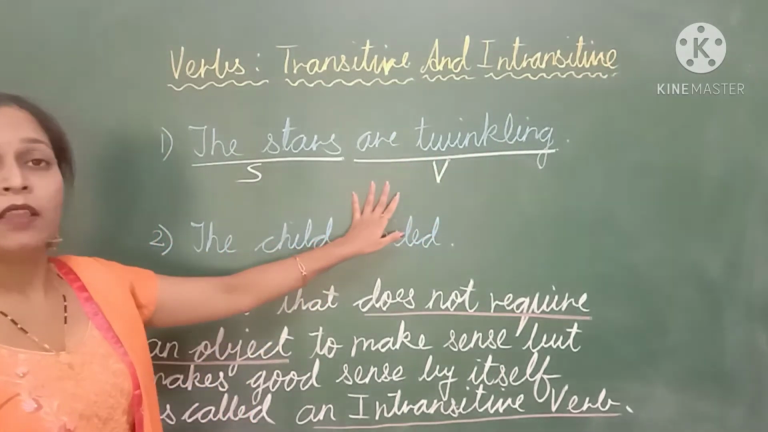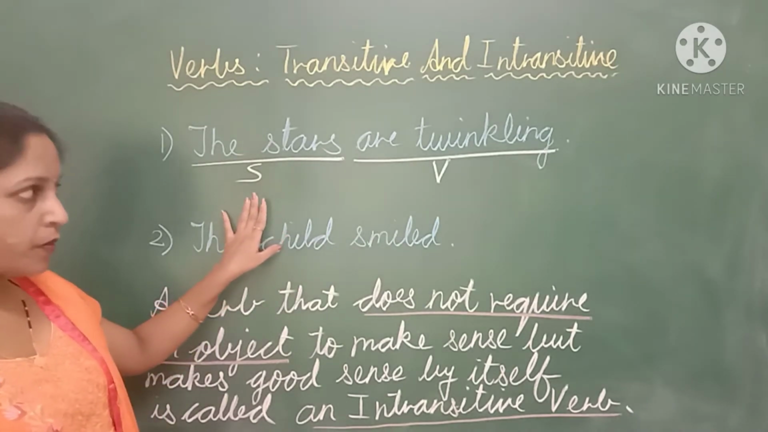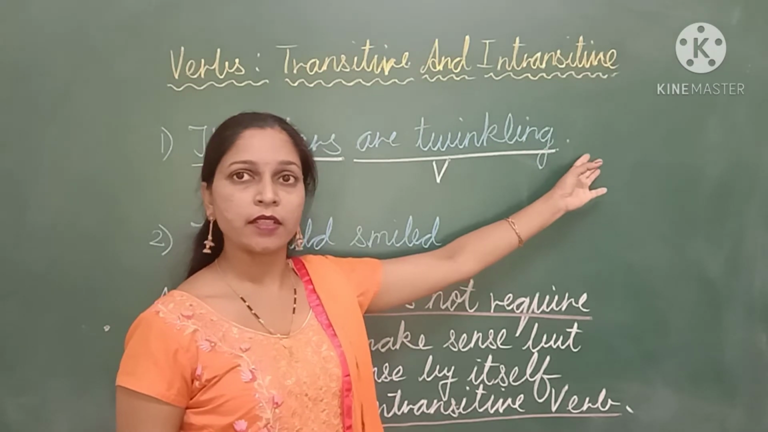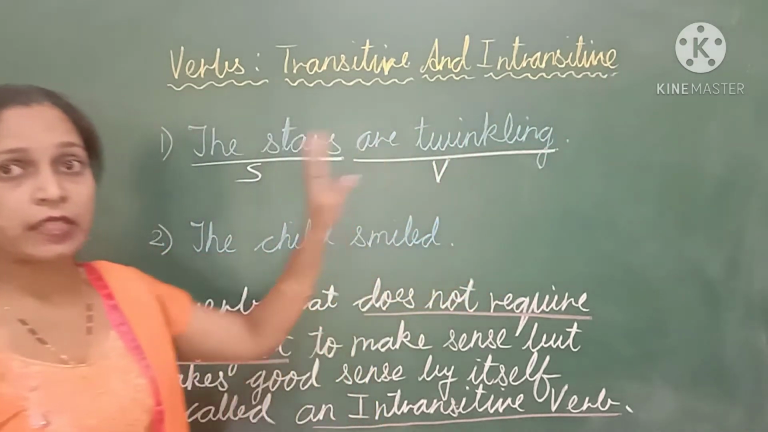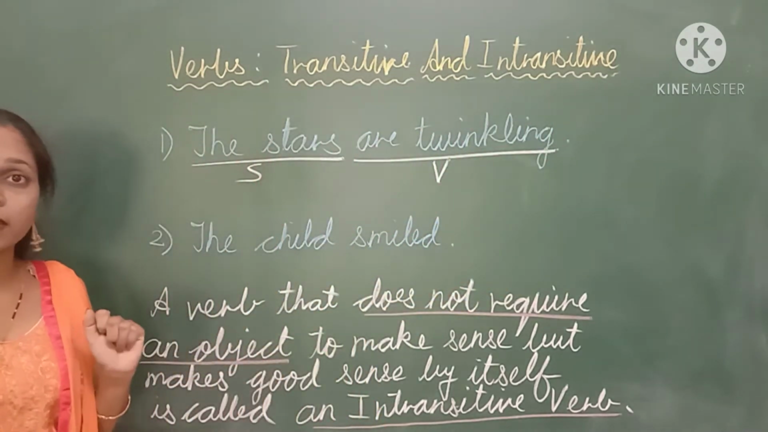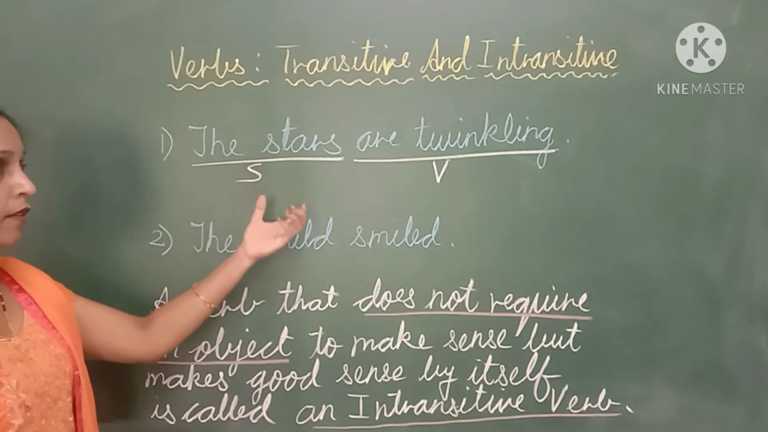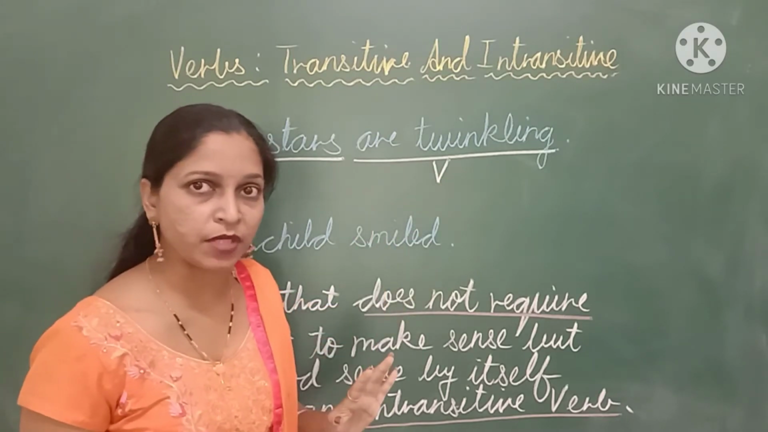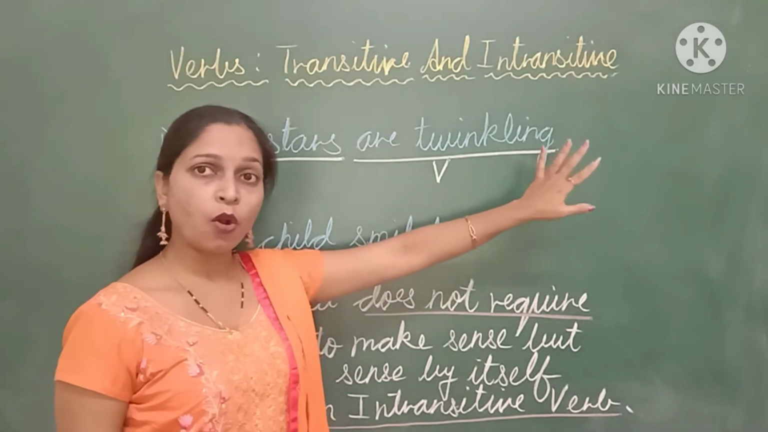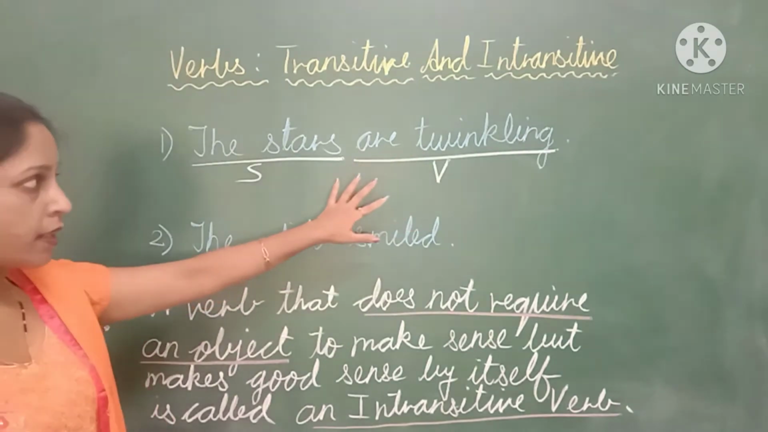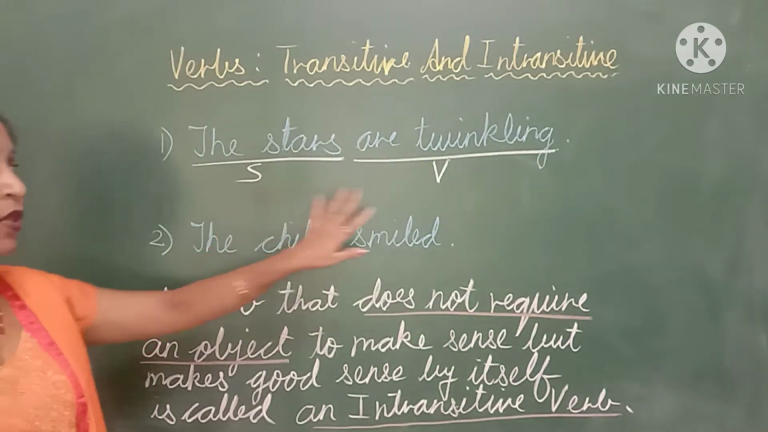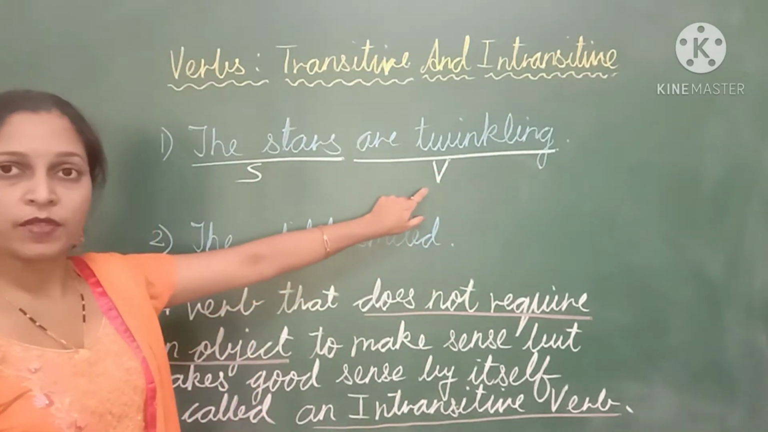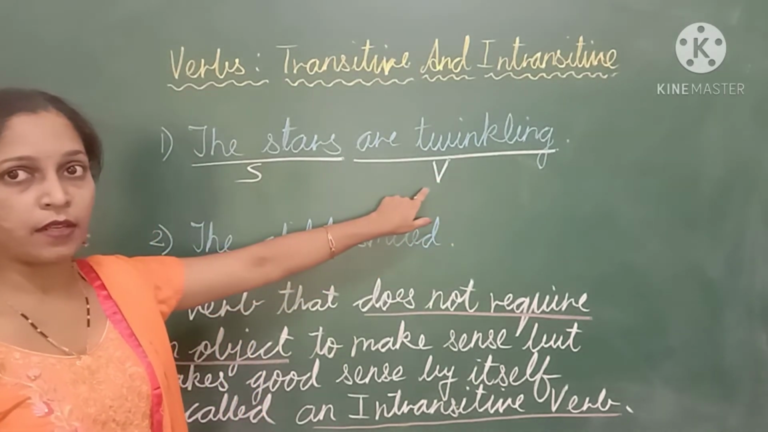So we find the sentence has only a subject and a verb. There is no object in the sentence. Still, we get the complete meaning. It makes sense. We understand what they are trying to tell us. That is, the stars are twinkling. We get a complete meaning, so there is no need of an object. So, when such sentences have only a subject and a verb without an object, such verbs are called intransitive verbs.